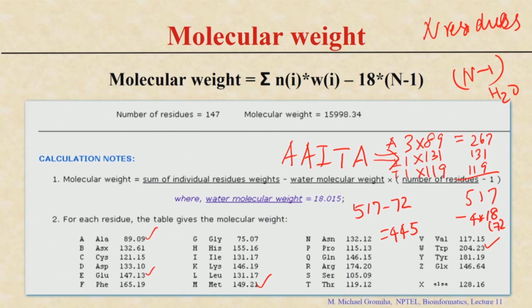If you have the occurrence, you can use it to get n of I, and multiply it with the weight for each residue, W of I. So, this will give you the full sequence. When forming the sequence, you will eliminate n minus 1 water molecules. So, you subtract 18 into n minus 1, where 18 is the molecular weight of water, and then we get the molecular weight of that particular protein.